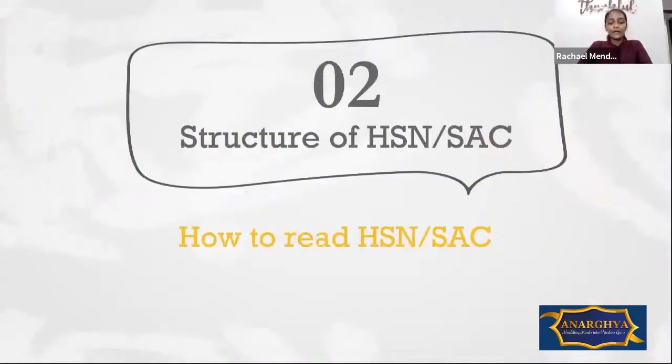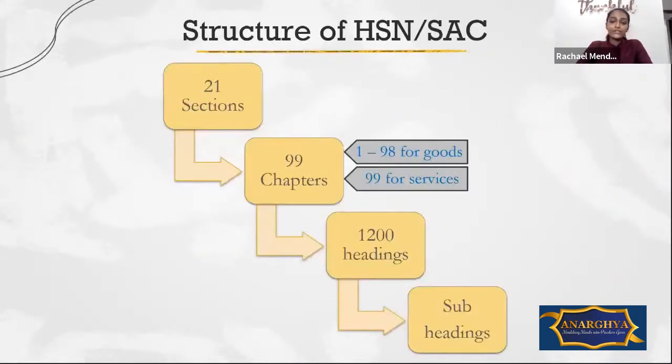Moving on to the second part, that is the structure of HSN and SAC. The HSN structure consists of 21 sections, which have been divided into 99 chapters. The first 98 chapters, that is chapter 1 to chapter 98, are concerned with the classification of goods. And the last chapter, that is chapter 99, is concerned with the classification of services. These chapters are further classified into headings, and the headings are classified into subheadings.